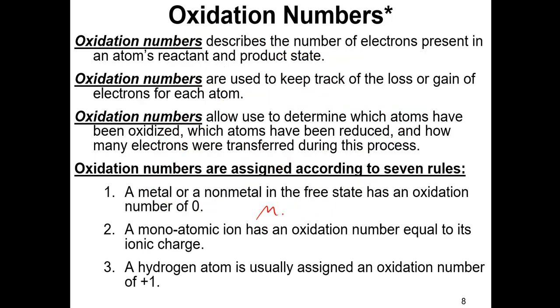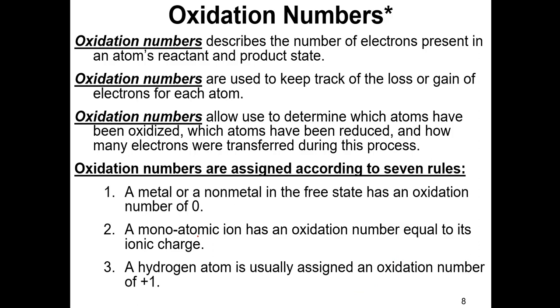If you have something that's neutral, so I have solid magnesium that's neutral, then the oxidation number is going to be 0. That's it. So if I give you something like this, calcium solid, then the oxidation number is going to be 0. Usually we write it right above the element, but you can write it to the right, depending on how I ask it.